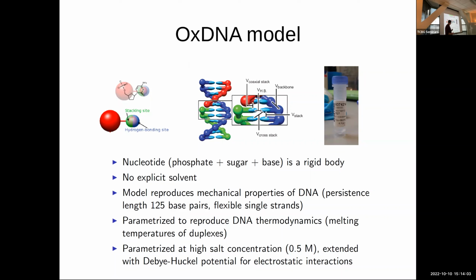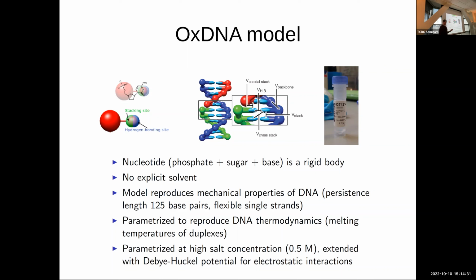And how is the model parameterized? So the basic structure, the B helical structure, is basically set by hand, just by setting the equilibrium positions of the interactions to be where we want them to be. The thermodynamic properties were obtained by running melting simulations. You run simulations which go from double strand to single strand and back many times, and you get the free energy difference between bound and unbound state.